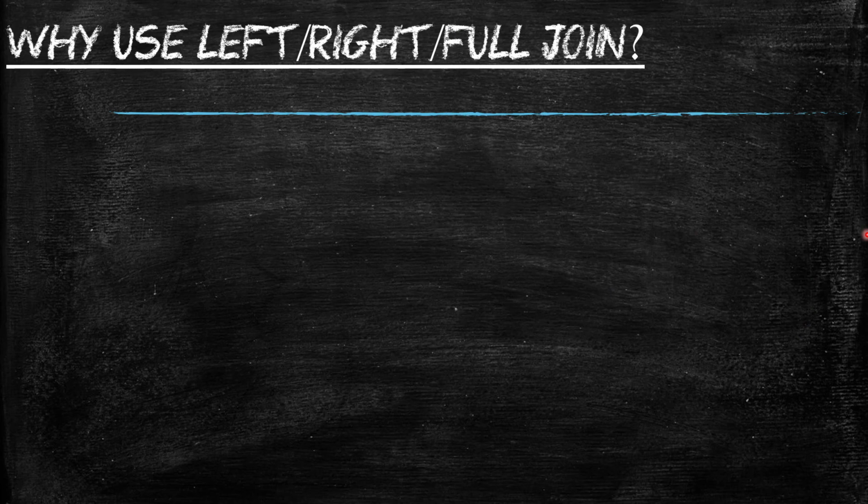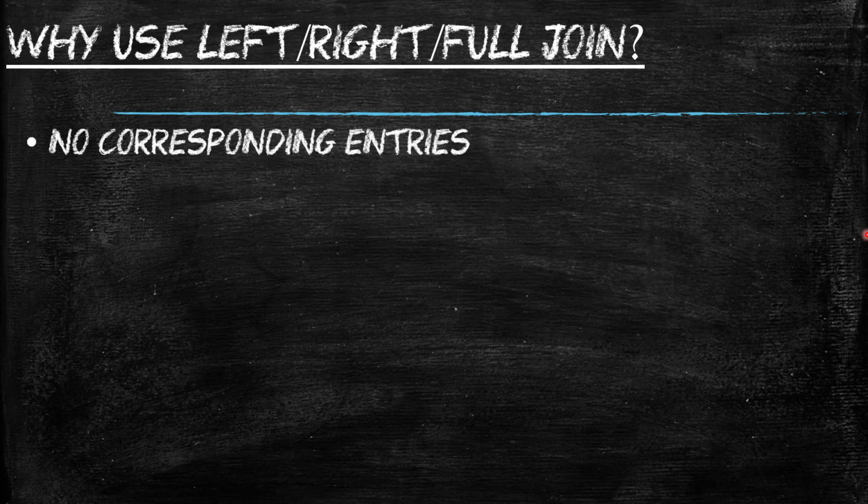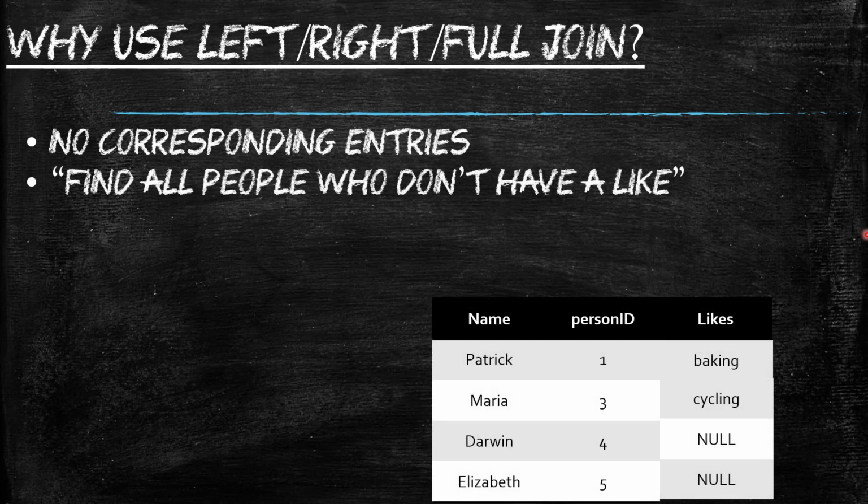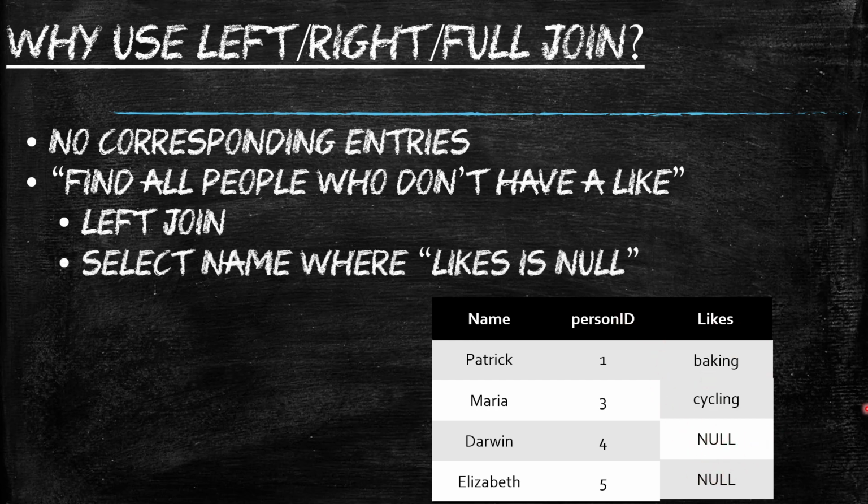So why would you use a left, right, or full join? Well, you'd want to find examples where there's no corresponding entries from one table to the other. So as an example, we did find all people who don't have a like. Let's say it results in this table down here. We did a left join with person. So we keep everything in person, and then we find their corresponding likes by person ID, and then put nulls in where there's no like. And then we can select the name where the like is null. So we select all the names over here where the value for likes is equal to null.